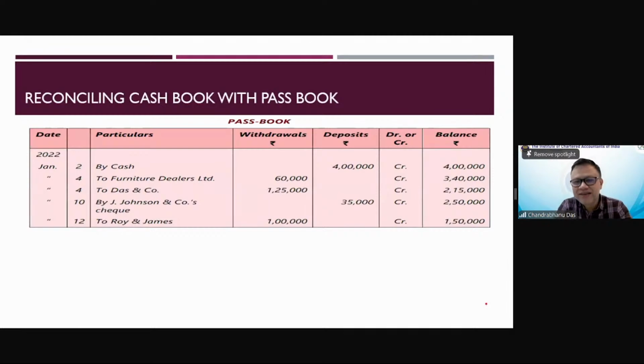I am showing you a typical cash book. The major part now is how we deal with these problems practically, how these problems are actually solved in companies.